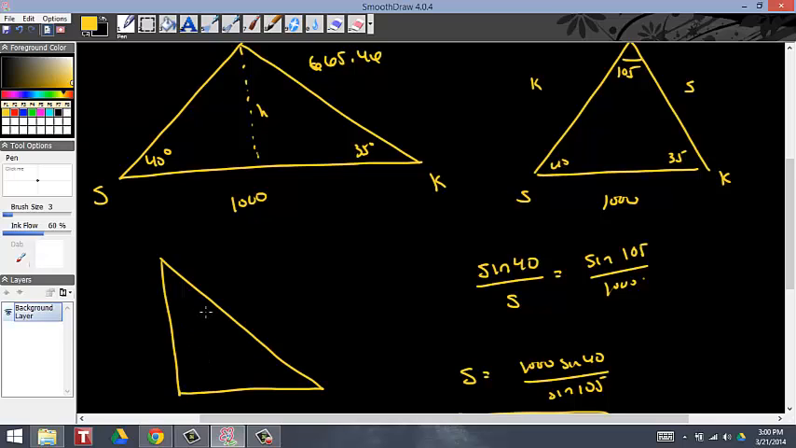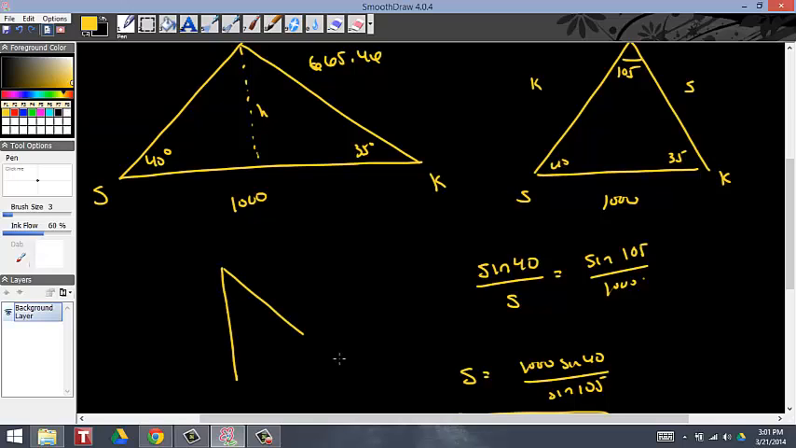Now, what I can do is redraw this half of the triangle. I don't know what this side is because it could be 500, it might be something different. But I know that I have an H right here and I have a 35 and I have a 665.46. From here, I have an opposite and a hypotenuse.